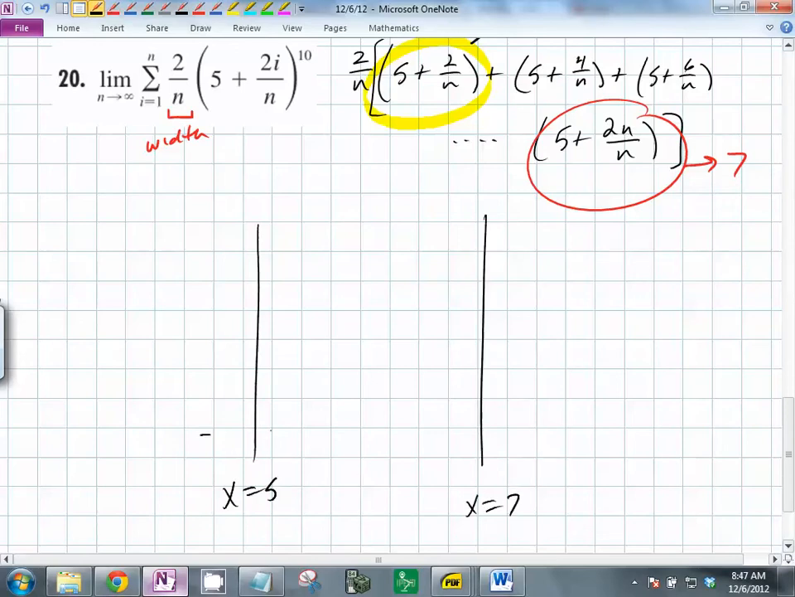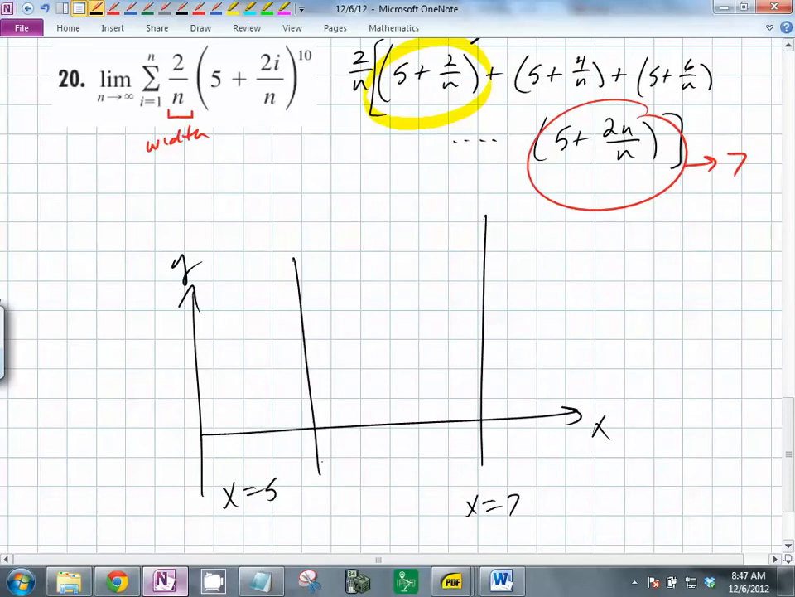So we don't know what this curve looks like yet. We'll say this is the x-axis and this is the y-axis right here. Here's y, here's x. This is not to scale, of course. Let's say this is 5, this is 7. This curve does something. We need to figure out what that curve is.